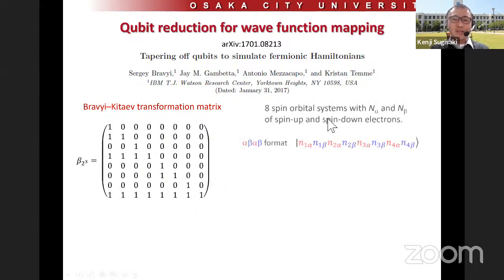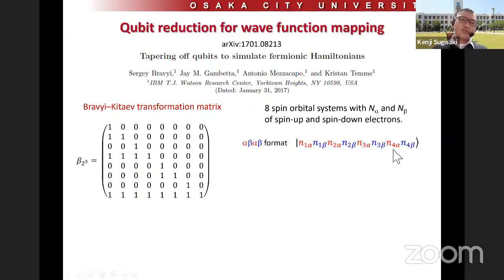And let us think about the spin orbital system with n alpha and n beta for spin up and spin down. N alpha and n beta represent the number of spin up and spin down electrons. And usually we use the alpha-beta form for the wave function mapping. So it means that we have 4 molecular orbitals, and this small n corresponds to the occupation number of the spin orbital. In this case, 1 alpha and 1 beta and so on. So we usually use this kind of wave function mapping.